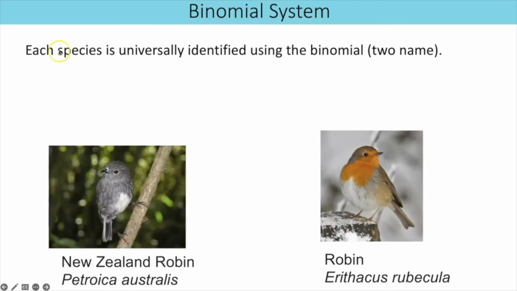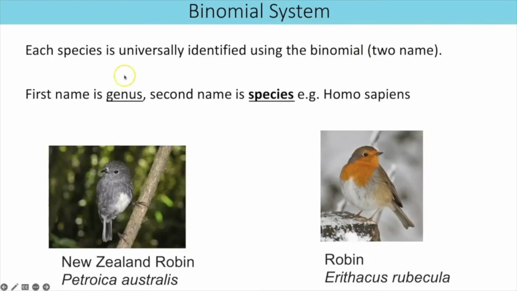The binomial system is universally used so that data on different species can be used. And binomial means two names. And the two names that are used are the first name, which is the genus, and the second name, which is the species. So our common species name is humans, but our scientific or binomial system name is Homo sapiens, because Homo is the genus that we're in and sapiens is the species. And we can see that here for these two types of birds.